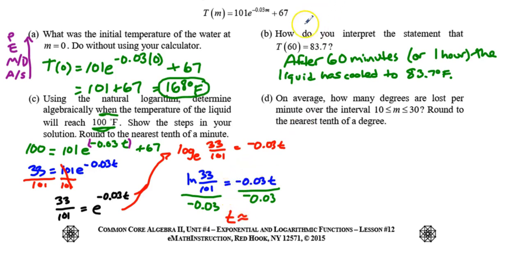Alright. Now I think it's going to be a little less than an hour, right? Because after an hour it had cooled from 168 to 83. So somewhere in between there, it got to 100. So that's using a little intuition. I think it's less than an hour, between 0 and 60, probably closer to 60, wouldn't you say? 100's a little closer to 83, so I'm guessing somewhere close to 60, but less than 60, maybe 40 or 50 minutes. So let's check that out.